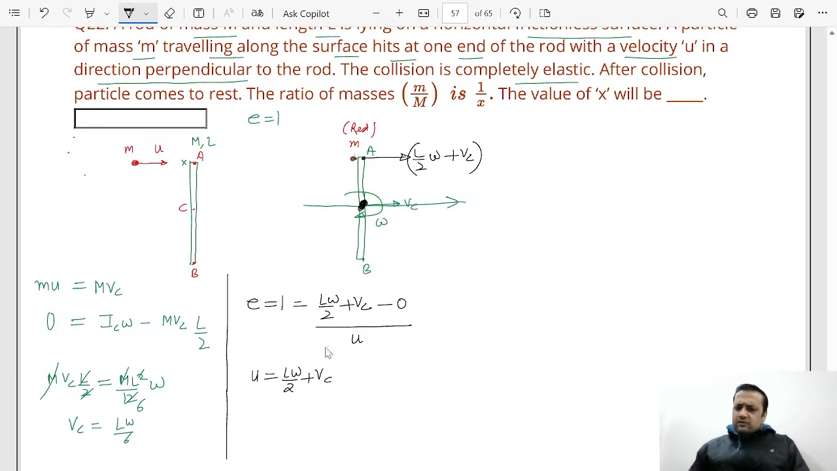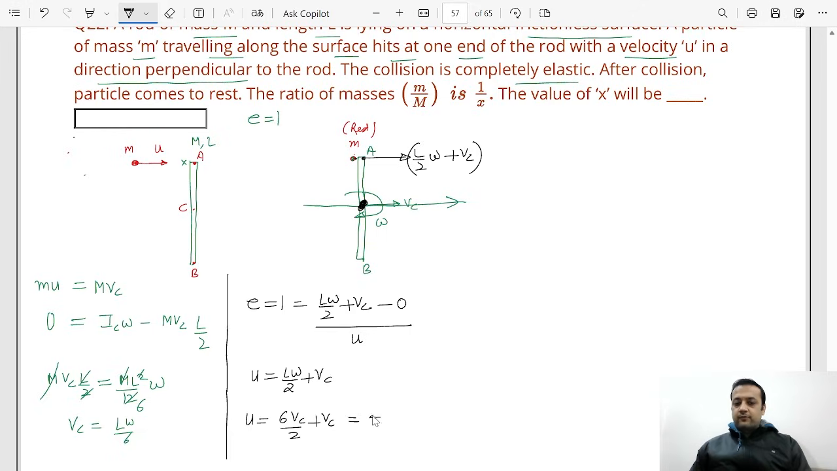Now all we have to do, we have done our job, we have to just now solve the things. Okay. So look, from here you can see that if I put the value of L omega as 6 vc, so if you put L omega as 6 vc from here, so L omega by 2 will become 6 vc upon 2 plus vc.